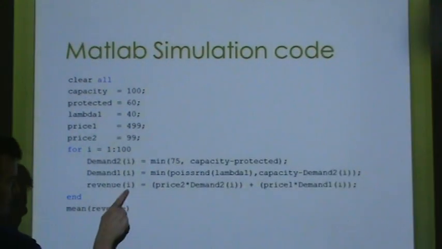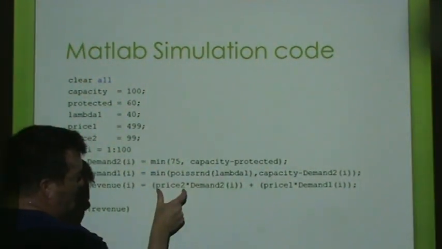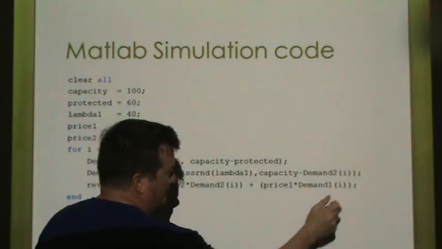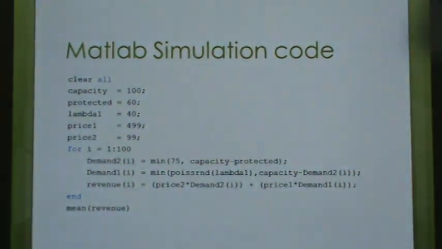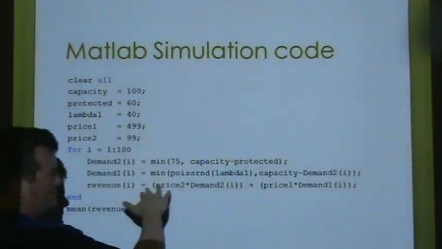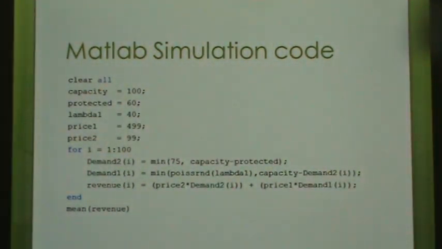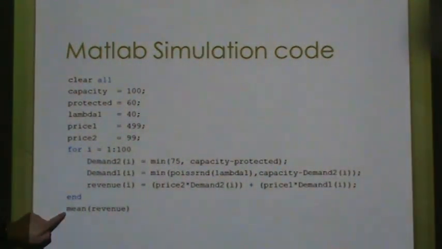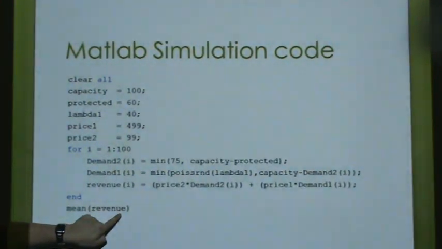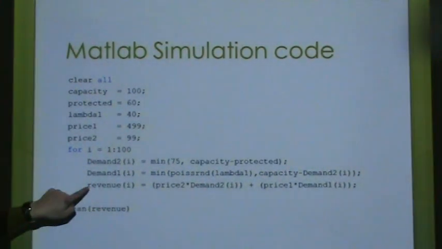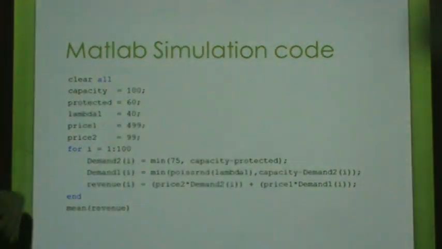And now our total revenue is going to be price 2 times demand 2 plus price 1 times demand 1. And then just add that up. So now we have as if we simulated the plane running 100 times, and then we take an average. We take the mean of the vector or the array of revenues. So we have 100 revenues, as if the plane went 100 times, and we're just taking the average.